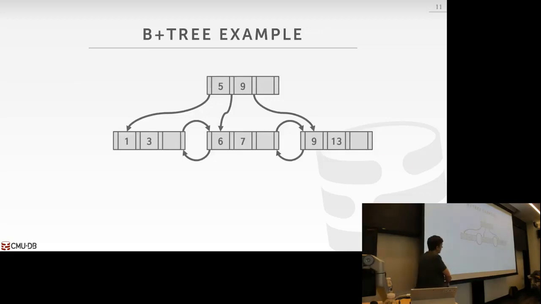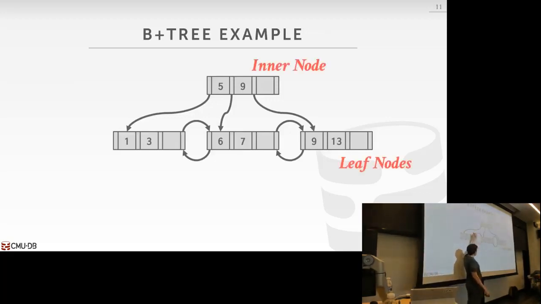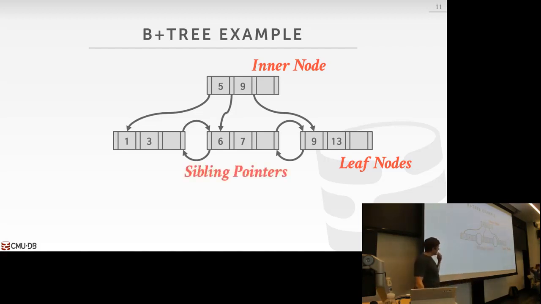All right, and the layout is that, again, along the bottom, we have our leaf nodes, and then any node that's not a leaf node is considered an inner node. Now, this tree has a height of 2, meaning it has 2 levels, so the inner node is also the root node. There's always going to be one node at the top, because that's how you enter into the tree. And then down here in the leaf nodes, we're actually going to have sibling pointers. So this is something that came from the B-link tree. Any inner node won't have sibling pointers, but any leaf node will.